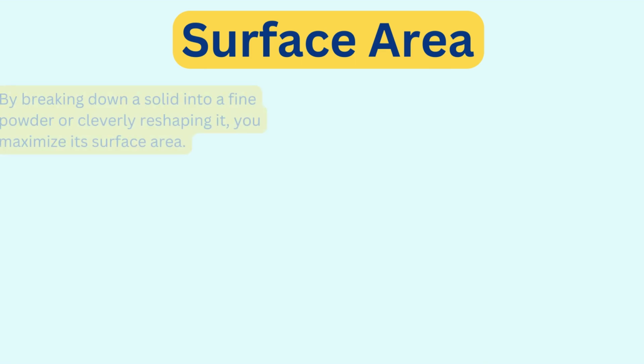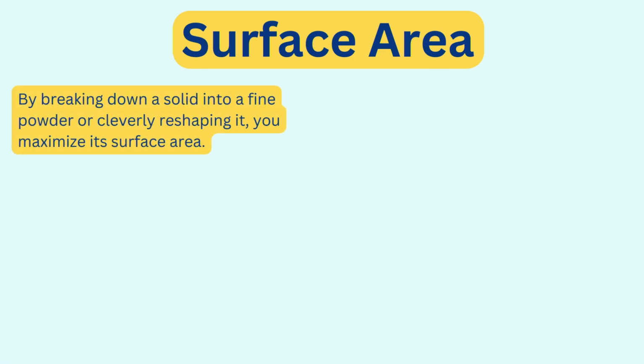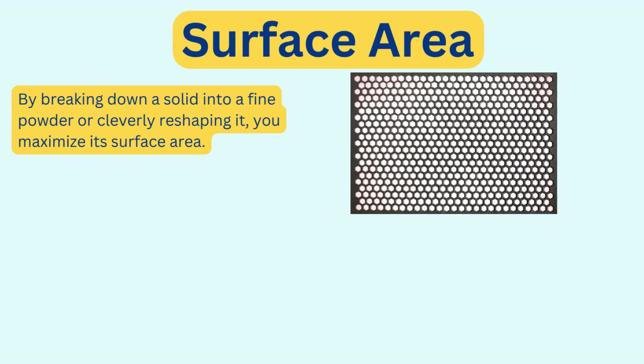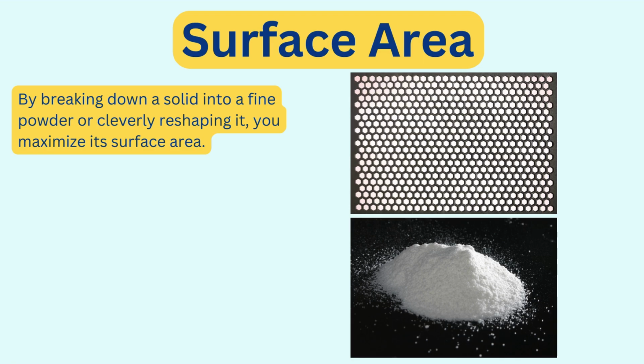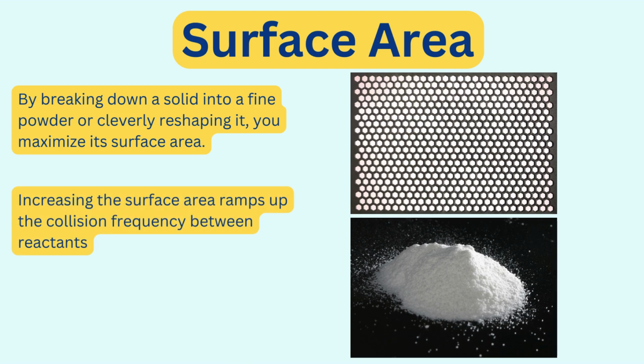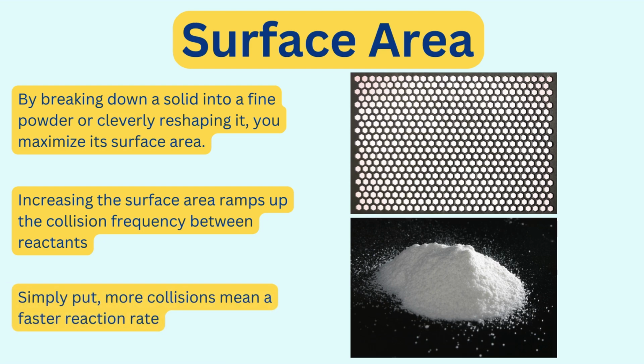Let's apply this knowledge of collision theory to explain how a reaction can be accelerated. To supercharge a reaction, think surface area. By breaking down a solid into a fine powder or cleverly reshaping it, you maximize its surface area. Picture this, a mesh instead of a solid metal catalyst sheet, or a powder instead of a lump of solid. Why does it matter? Well, it's all about collisions. Increasing the surface area ramps up the collision frequency between reactants, unleashing a cascade of reactions. Simply put, more collisions means a faster reaction rate.